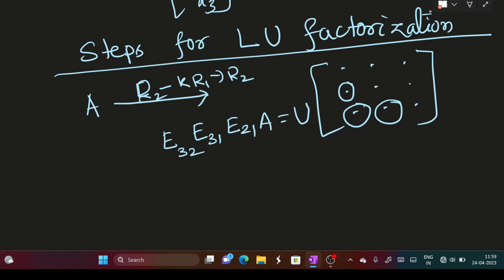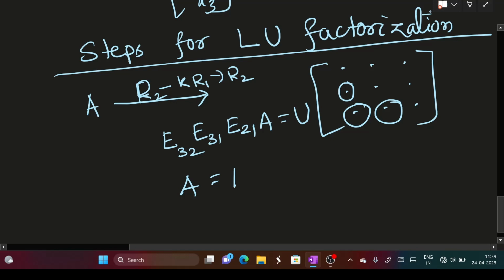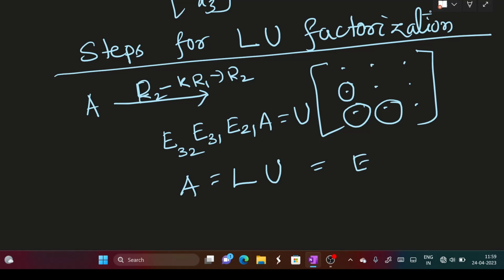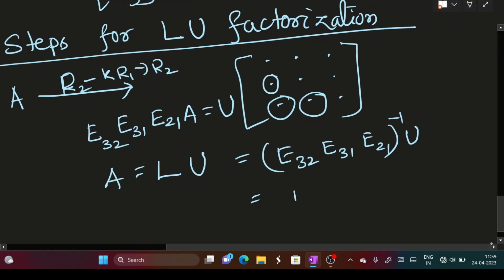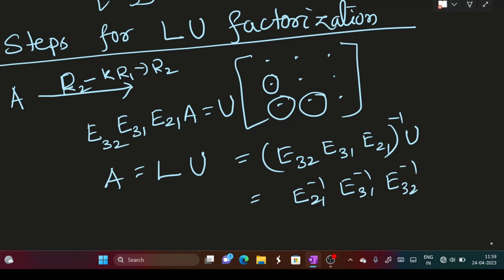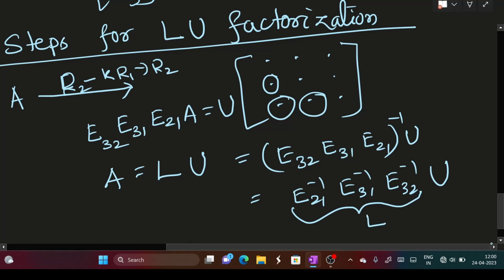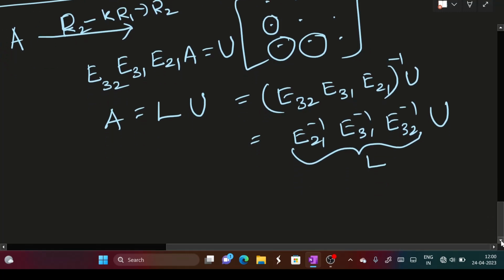Now, what about A then? A is equal to one lower triangular matrix times U, which is E3 2, E3 1, E2 1 inverse, U. That can also be written as E2 1 inverse, E3 1 inverse, E3 2 inverse into U. This is nothing but a lower triangular matrix. It is my L.